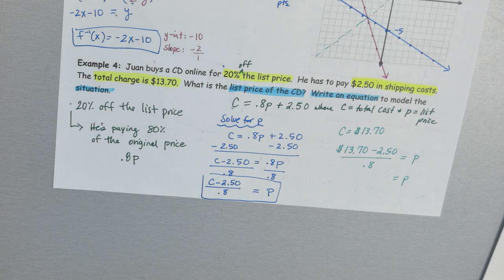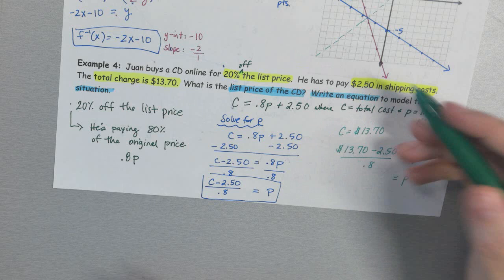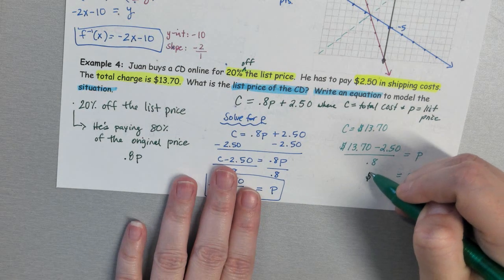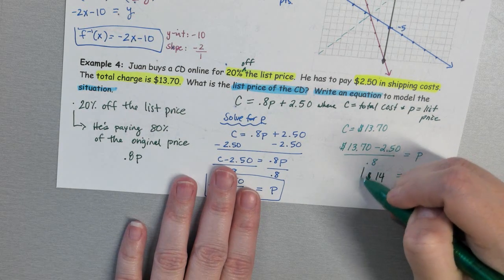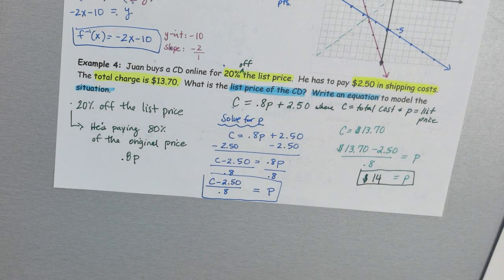What did you get for P? Yes. $14, which is pretty much around what they cost when Miss Ripple was in high school. Okay, so the list price would be $14.